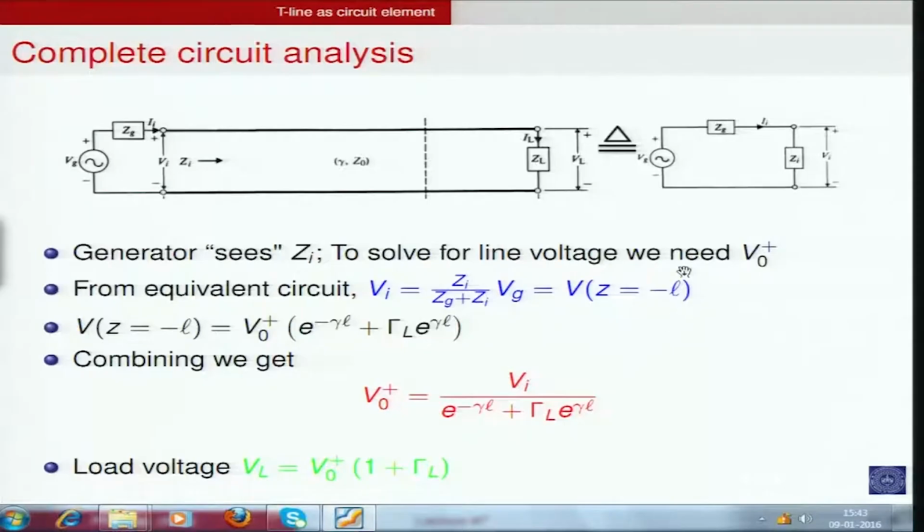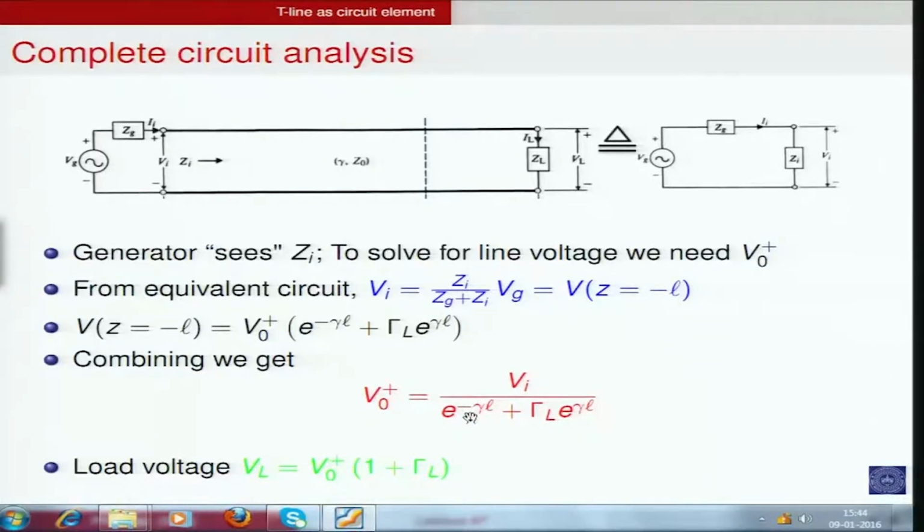Please look at this expression very carefully. What we are saying here is that this voltage is nothing but the voltage on the transmission line as you come towards the source side or the generator side, and at z equal to minus L is where the transmission line input is located. That voltage must exactly be equal to the input voltage on the transmission line, right. Now you can substitute z equal to minus L in the line voltage of the transmission line, and you will see that this is the expression. If you now combine these two expressions, and call this Vi, you can immediately see that V0 plus is given by Vi divided by (e^(−γL) plus Γ_L e^(γL)).